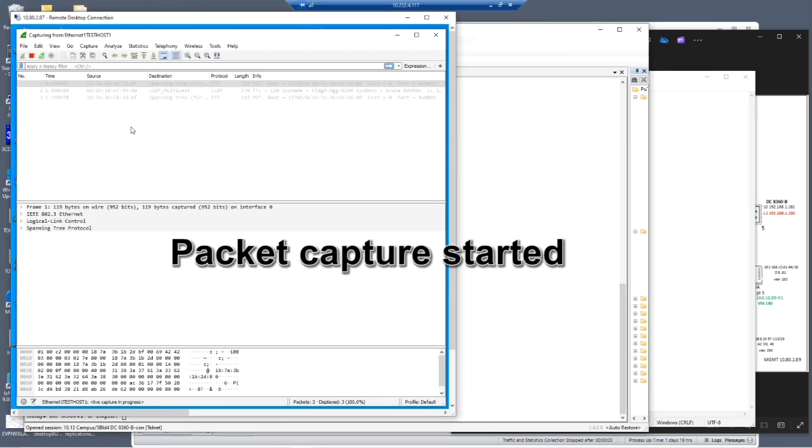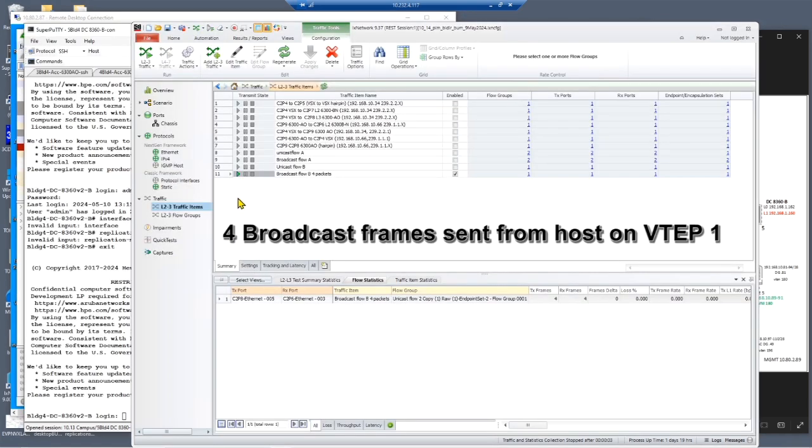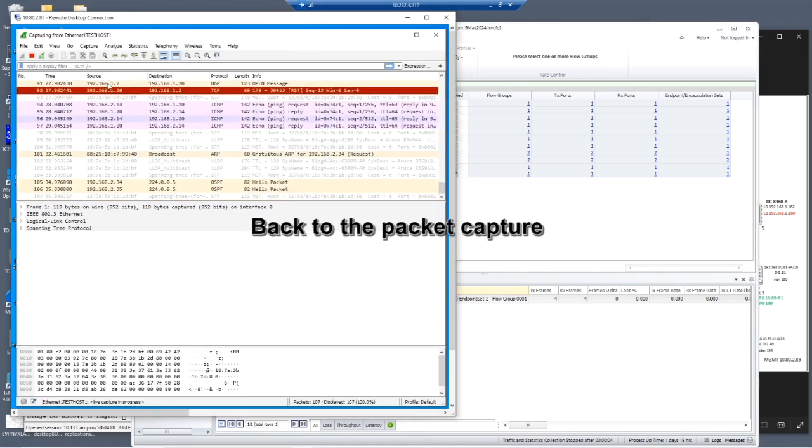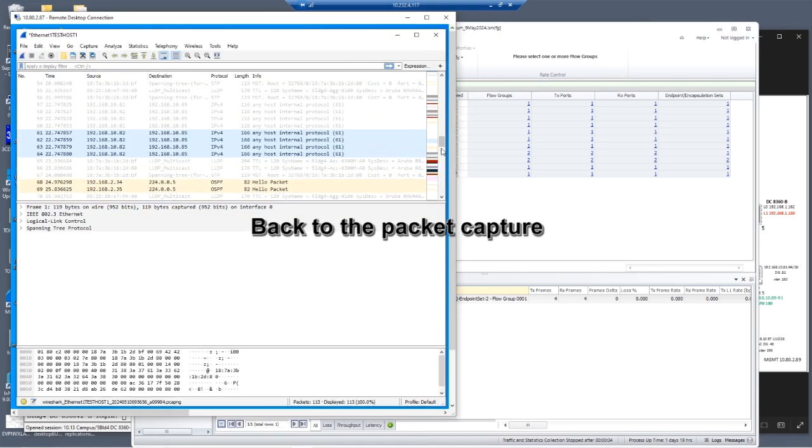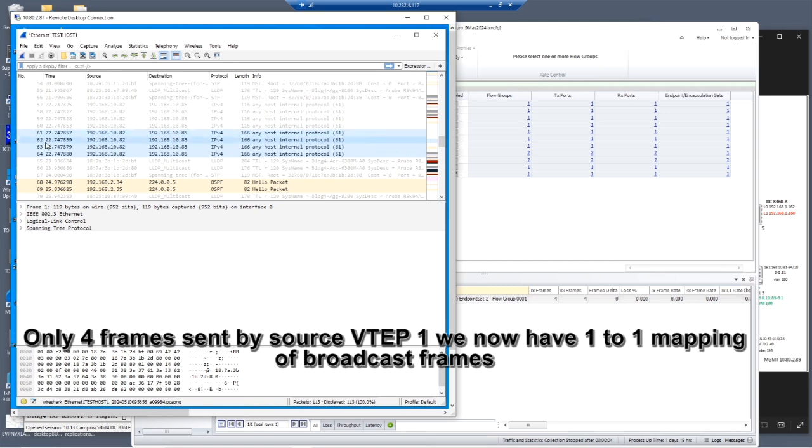Let's start off with the packet capture again. Now let's send the 4 broadcast frames from the host on VTEP 1. Now back to the packet capture. Only 4 frames are sent by the source VTEP 1. We now have a 1-to-1 mapping of broadcast frames.